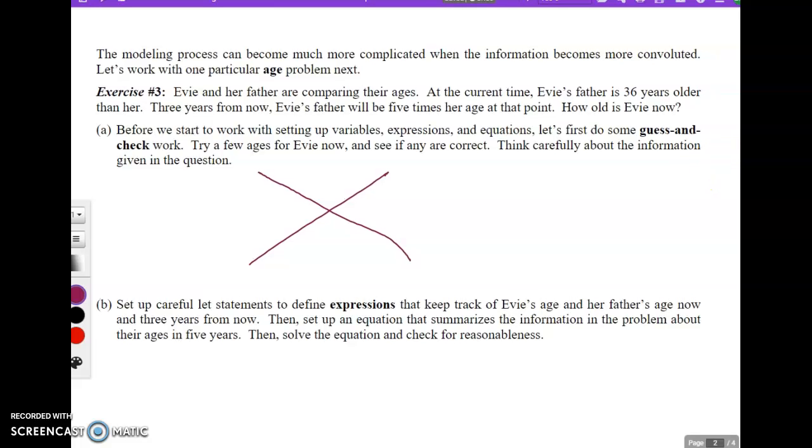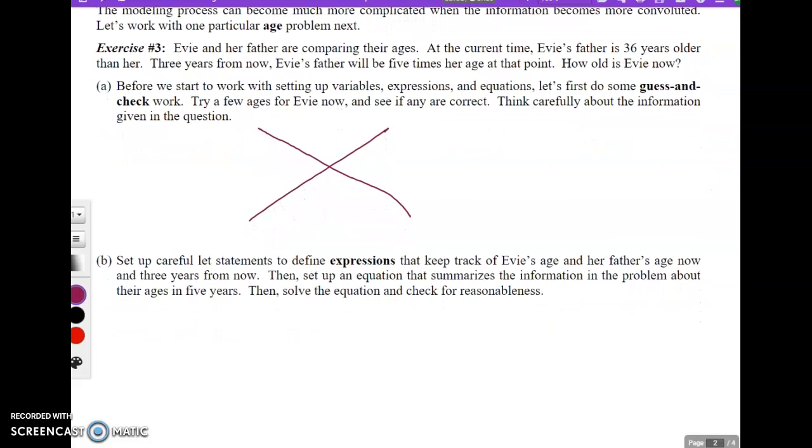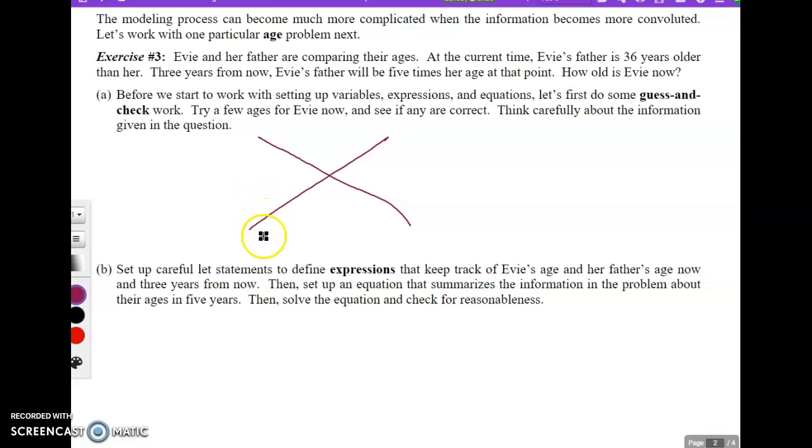Now the trick to doing age problems is figuring out how old everybody is at different times. So let's take a look at now. What do we know about now? Well, we have Evie and her father.